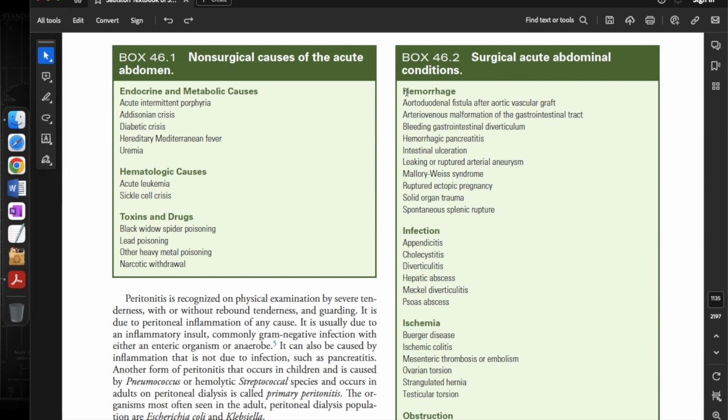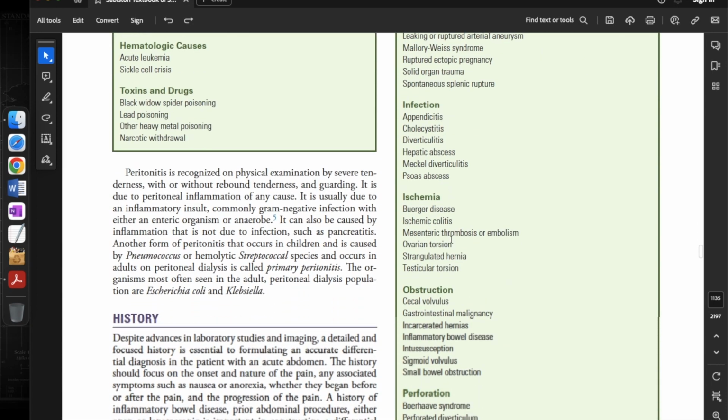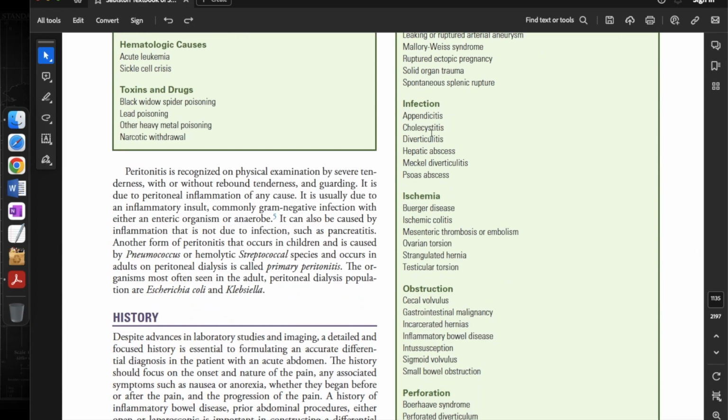Here the first one is hemorrhage, which includes aortoduodenal fistula after aortic vascular graft, arteriovenous malformation of the GI tract, bleeding GI diverticulum, hemorrhagic pancreatitis, intestinal ulceration, leaking or ruptured arterial aneurysm, Mallory-Weiss syndrome, ruptured ectopic pregnancy, solid organ trauma, spontaneous splenic rupture. Regarding infection, it can be appendicitis, cholecystitis, diverticulitis, hepatic abscess, Meckel diverticulitis, and psoas abscess. The ischemia includes Berger disease, ischemic colitis, mesenteric thrombosis or embolism, ovarian torsion, strangulated hernia, testicular torsion.